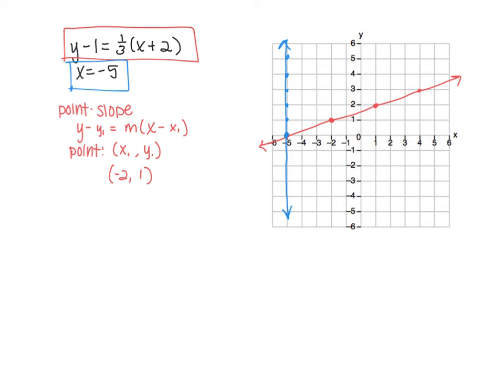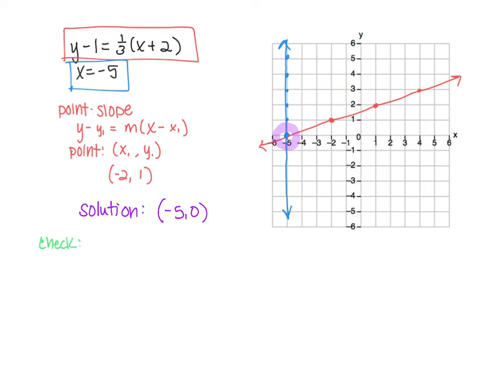So where is the solution to this system of equations? Well, the solution is where the lines intersect. And where the lines intersect is the ordered pair. Remember, solutions are always ordered pairs. Negative 5, comma 0.